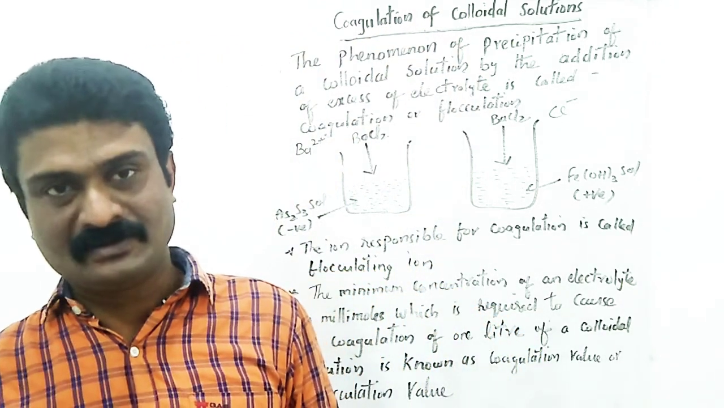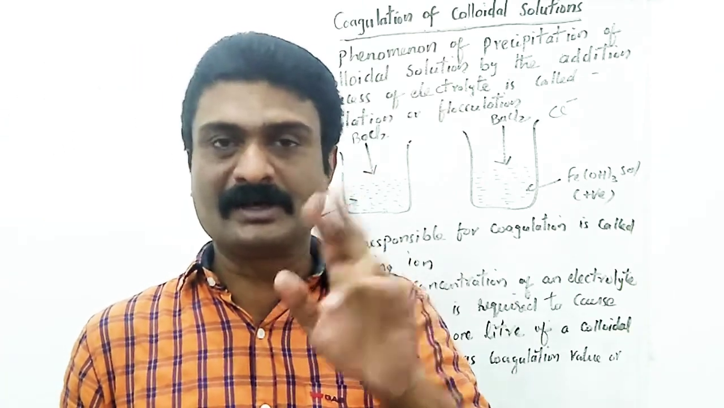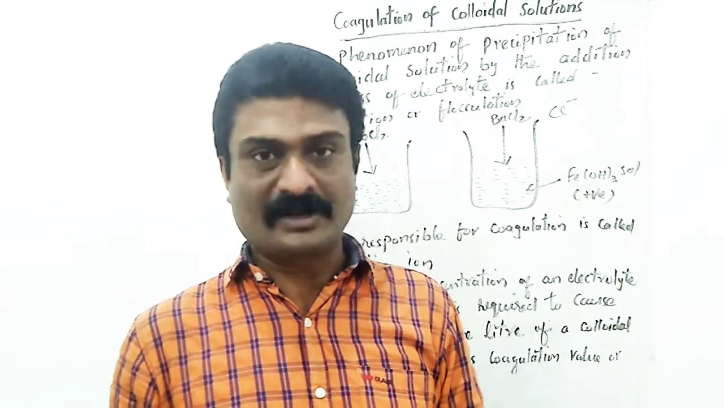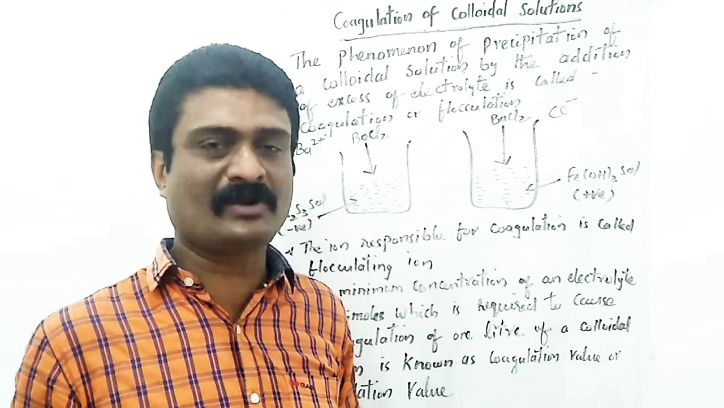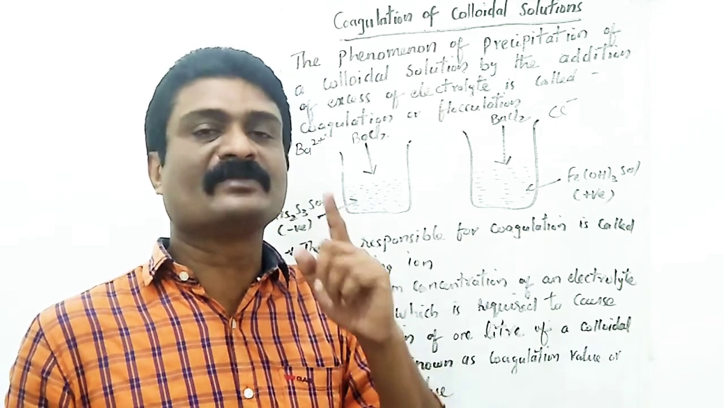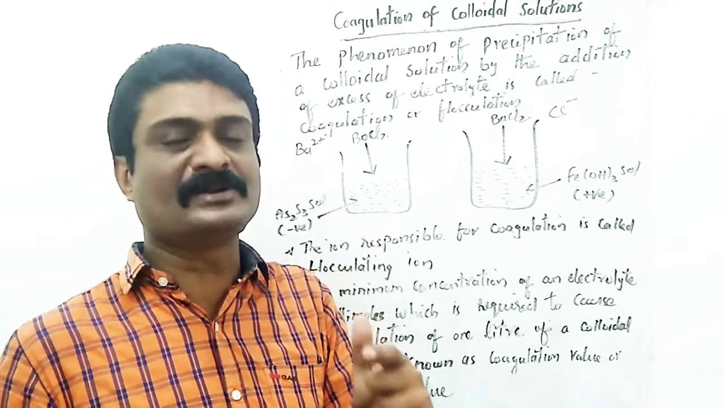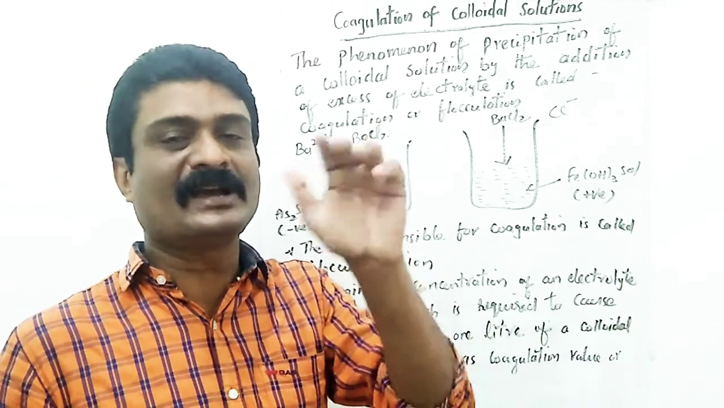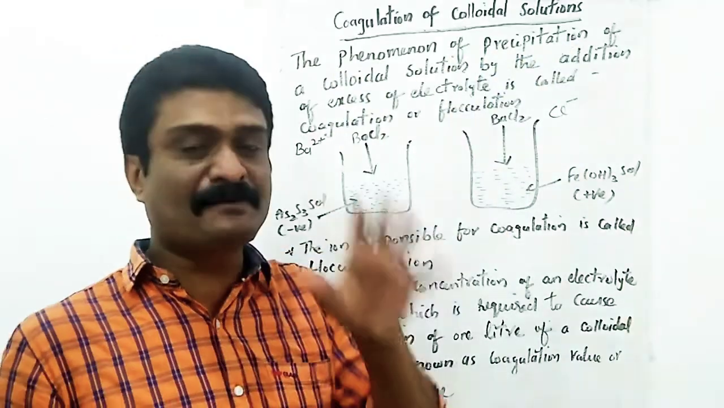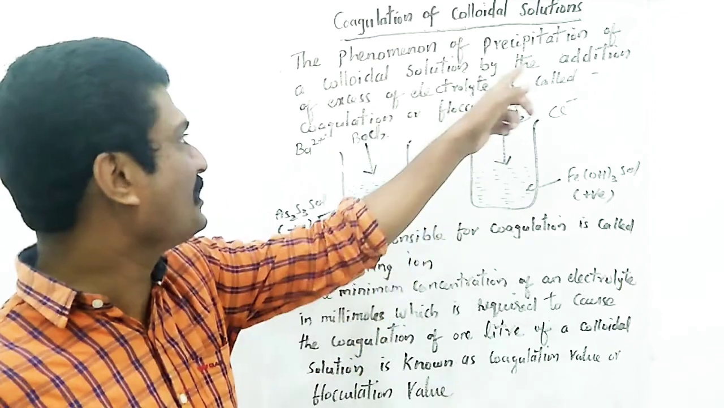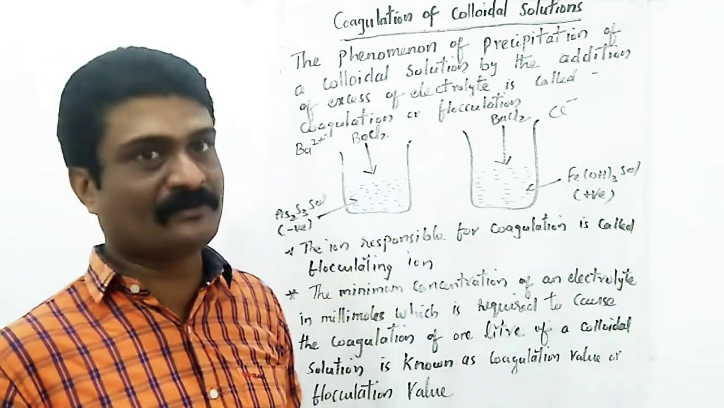Here you have to remember two important terms. Number one, the definition of coagulation. What is coagulation? The phenomenon of conversion of colloidal particles into precipitate by the addition of excess of electrolyte, or the phenomenon of precipitation of colloidal solution by the addition of excess of electrolyte, is called coagulation or flocculation.